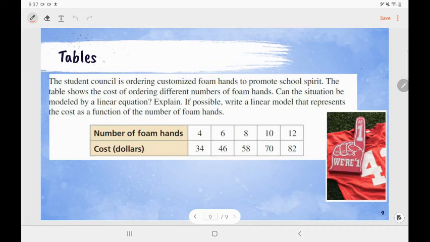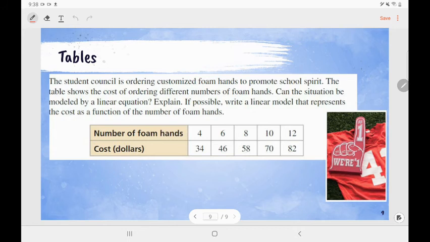So the student council is ordering customized foam hands to promote school spirit. The table shows the cost of ordering different numbers of foam hands. Can the situation be modeled by a linear equation? Explain. If possible, write the linear equation. Now remember, not all relationships are linear.